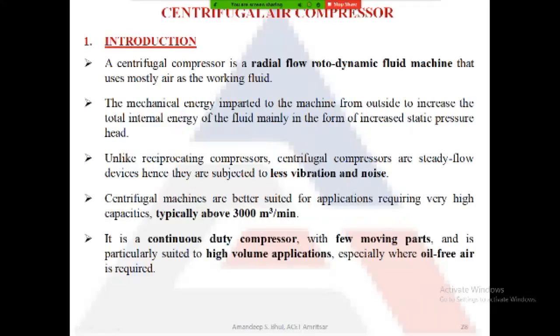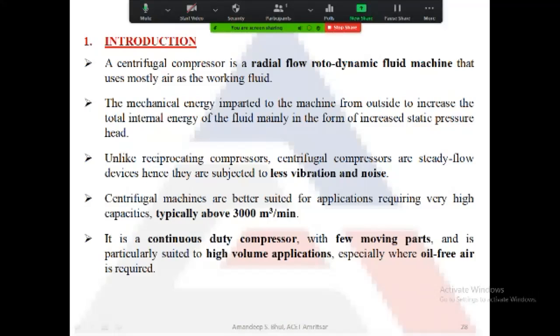This we have already discussed in the first chapter, where we covered the difference between positive displacement compressors and dynamic compressors. Okay. Now next is the centrifugal compressor. If we want to introduce a centrifugal compressor, what is it? It is a radial flow. Radial flow means the air flows in the radial direction. So that is why the flow is radial flow.